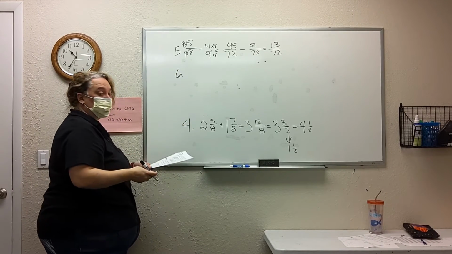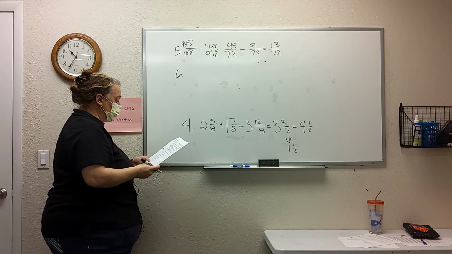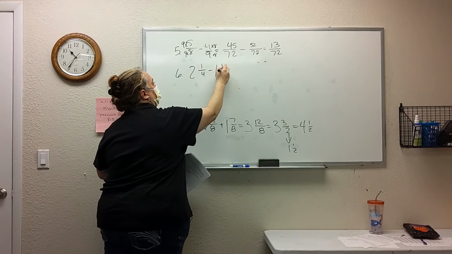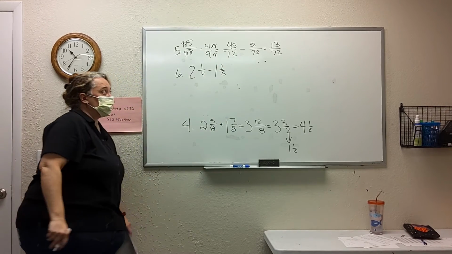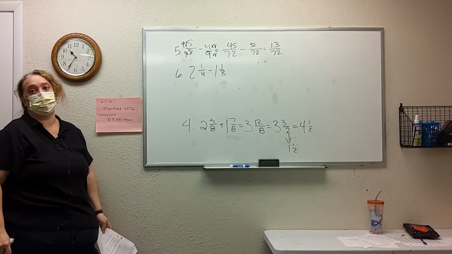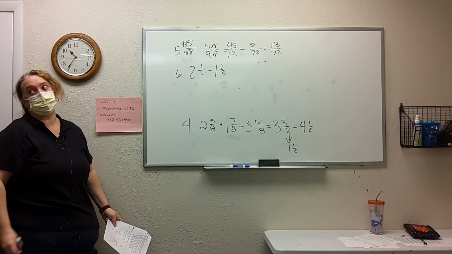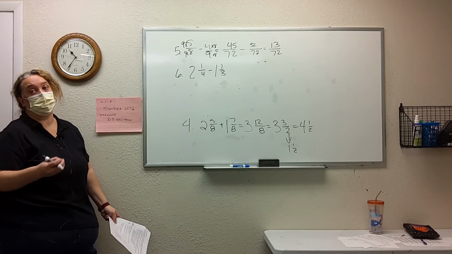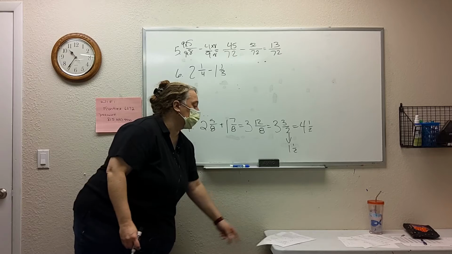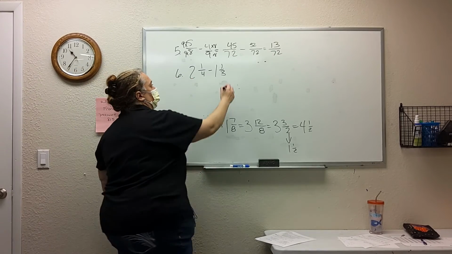You may have to yell at me, because I'm just going to keep flying through these. 2 and 1/4 minus 1 and 1/3. All right, so you have the option of subtracting these separately or subtracting them as improper fractions. Anytime you're subtracting with mixed numbers, I recommend you always change them into improper fractions. If you don't, you might run into the case where you have to borrow from the whole number, and that's a disgusting process. So change these into impropers.